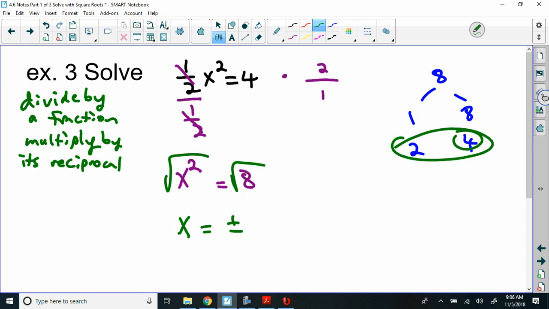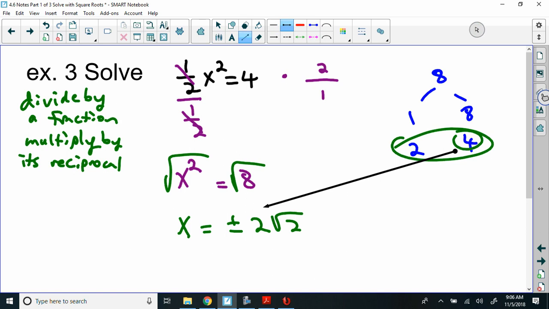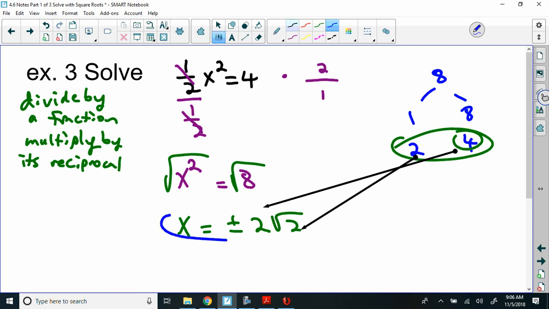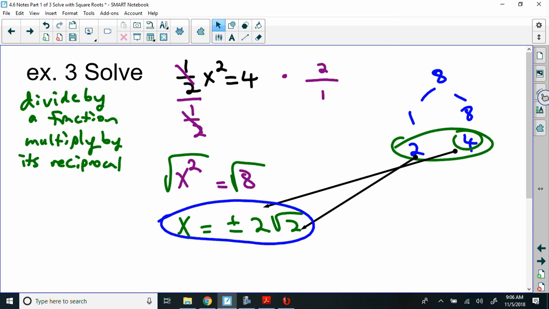4's square root pops out, so it's going to be a 2 that pops out. And that 2 ends up being the square root of this, right? The square root of 4, that's where that 2 comes from. And then what's under the radical then? I guess I already gave it away. It's 2. And to be clear, this 2 is what's under this radical, right? So that's it. X equals plus or minus 2 rad 2.